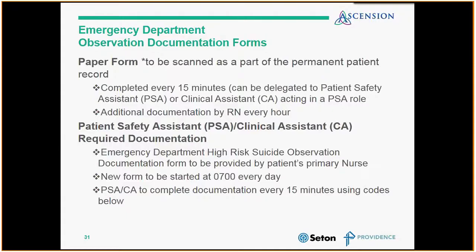So, observation documentation forms. There are two specific forms. One is for the emergency department and one is for the inpatient units. The first one we're going to talk about is the emergency department. This is a paper form that will be scanned as part of the patient's permanent record. This form is completed every 15 minutes with additional documentation by the nurse every hour. A new form is to be started at 7 a.m. every day, and again, you're to be documenting on it every 15 minutes.